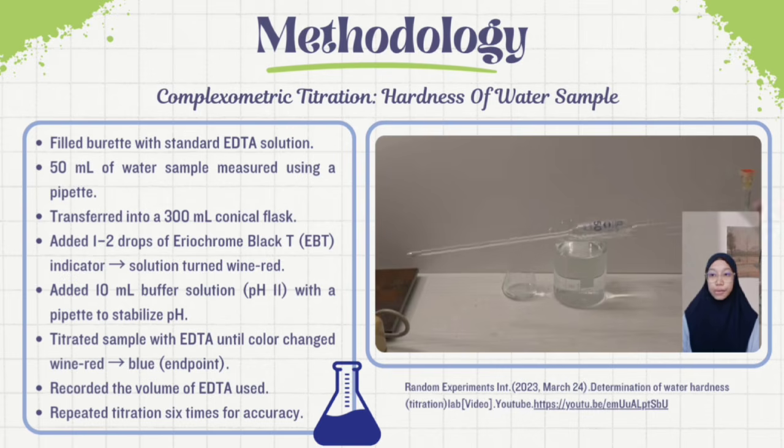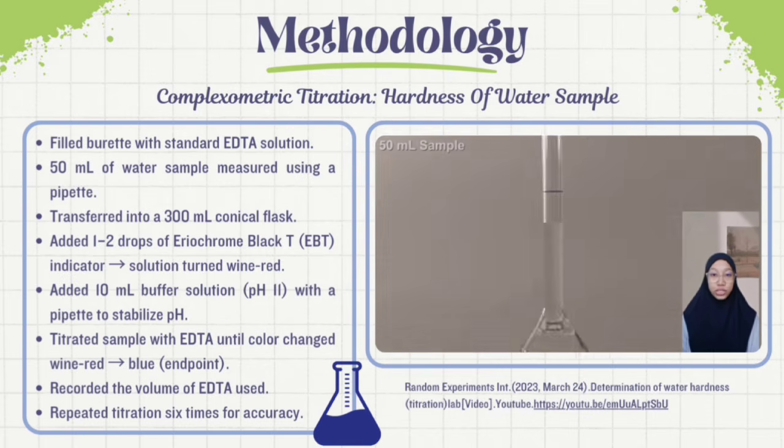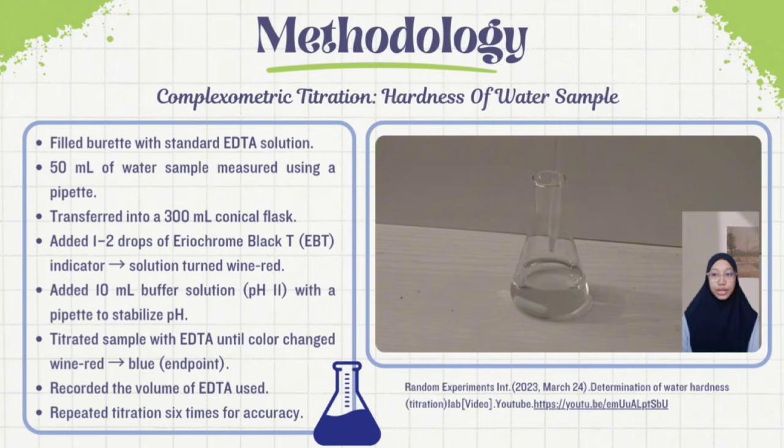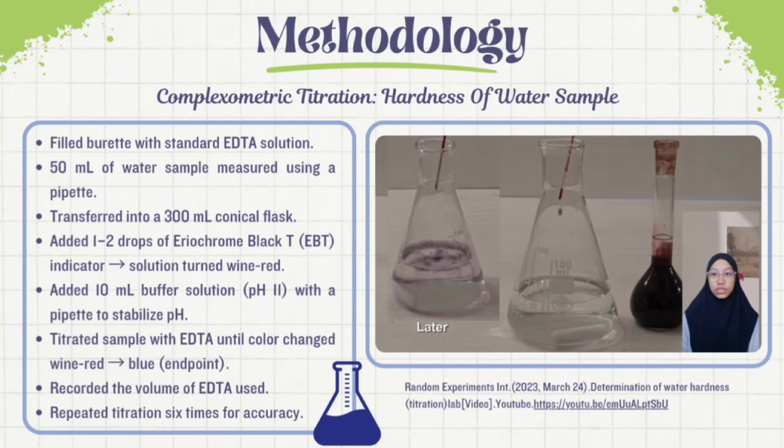Using a volumetric pipette, measure exactly 50 ml of the colored tap water sample and transfer it into a clean 300 ml Erlenmeyer flask. Drop a magnetic stir bar into the flask. Add 1 to 2 drops of the EDTA indicator solution to the flask.